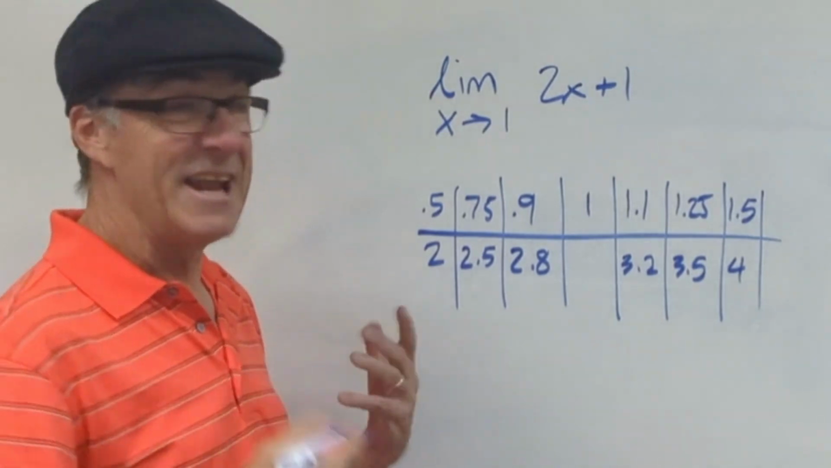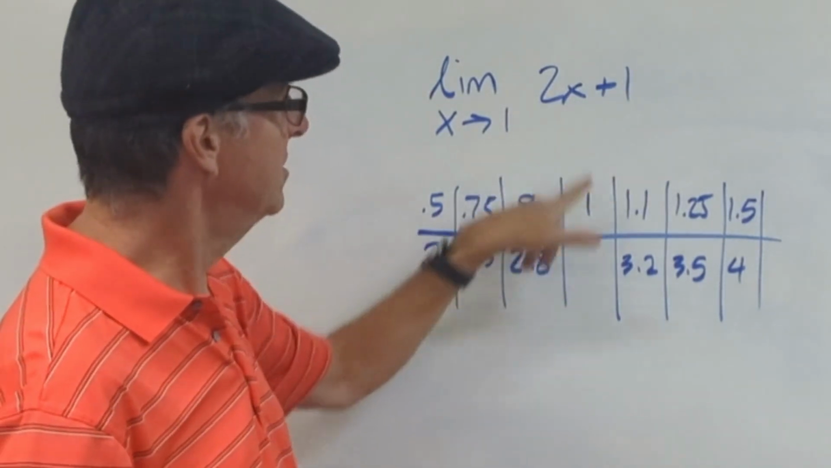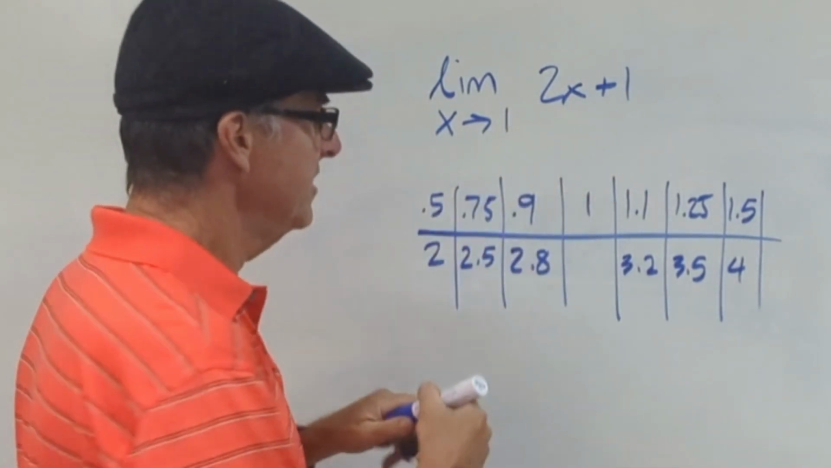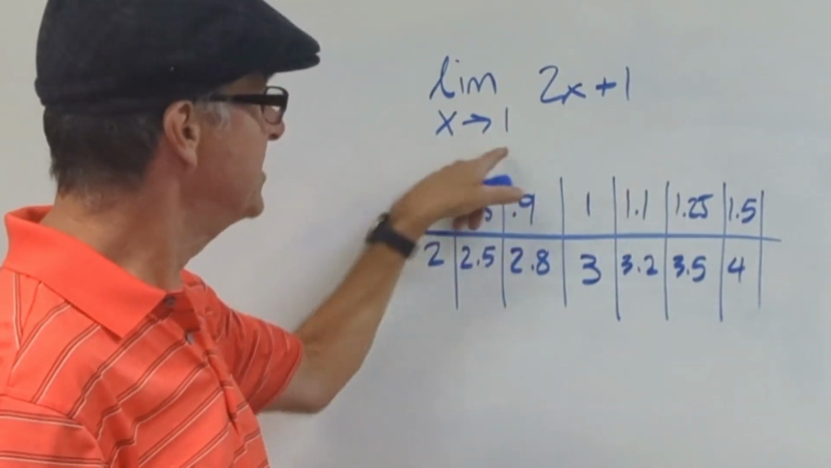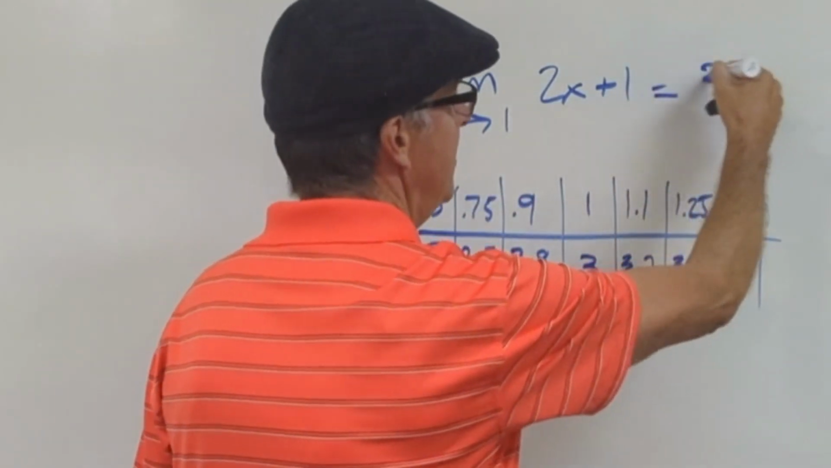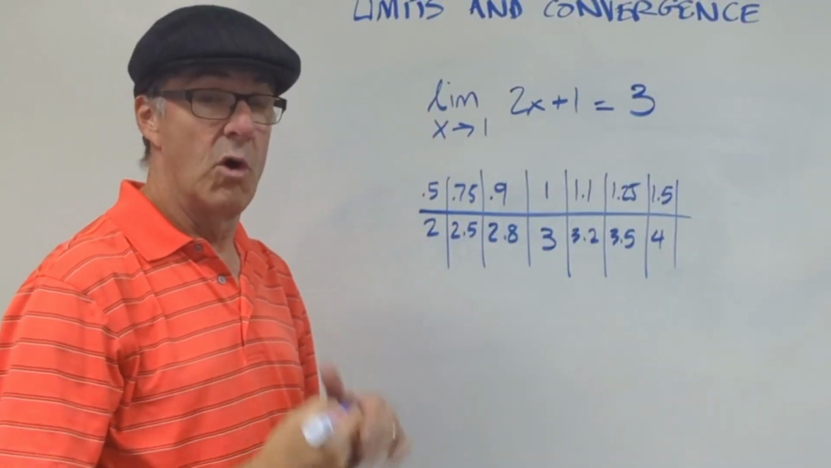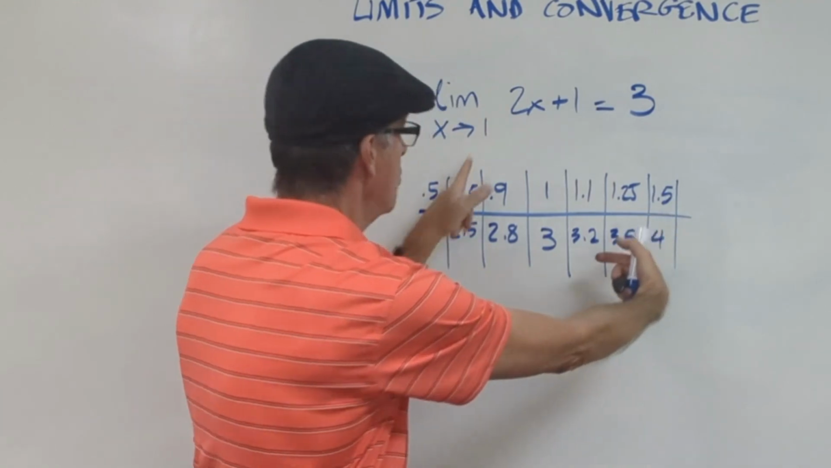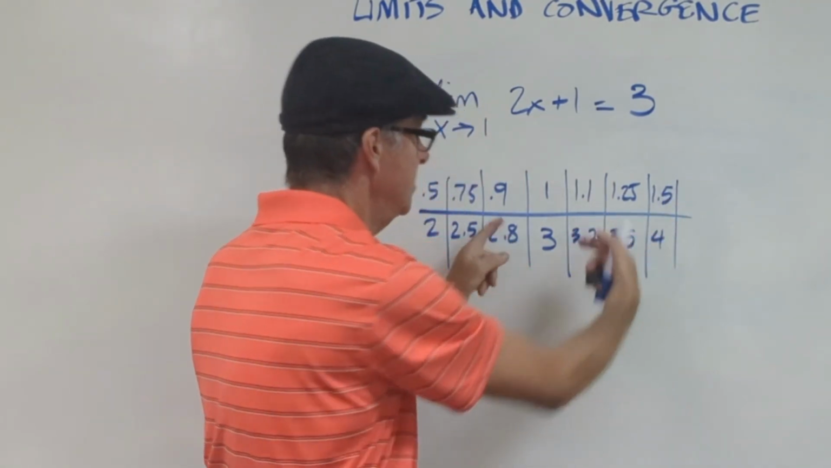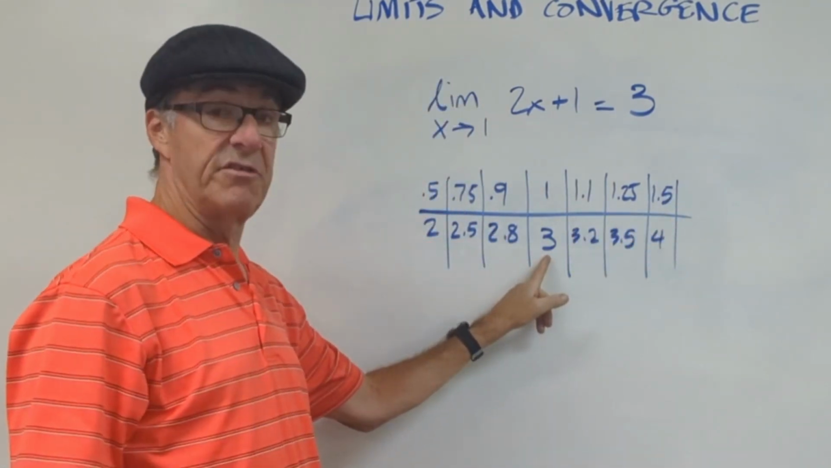Now, check this out. I can actually put 1 into my function. So if I put 1 in there, I'm going to get 3 out. So the limit of this function as x approaches 1 equals 3. So the point here is to see in the table how as we approach 1 with our x value, our y value is approaching 3.